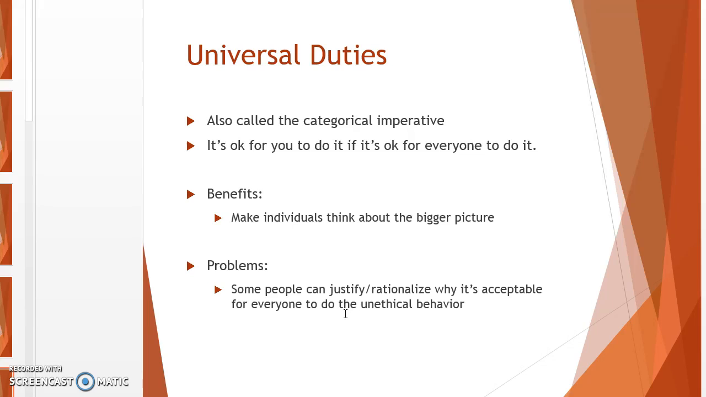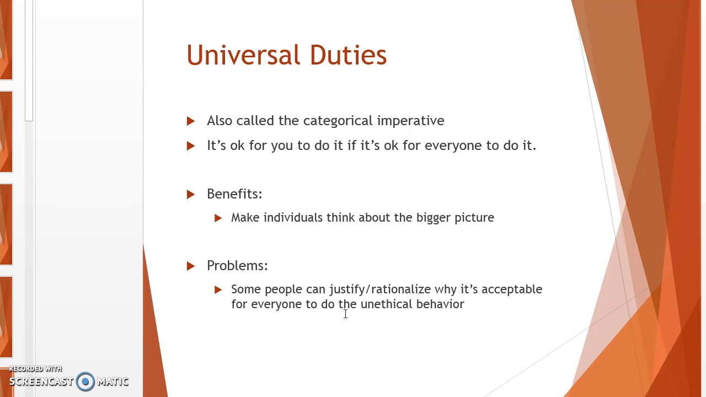This framework basically says it's only okay for you to do it if it's okay for everyone to do it. Think of some examples of that. Think about if everyone stole small amounts of money and equipment from the company. They all lied on their reimbursement forms. If only one person does it, yes, maybe the company can handle that. If everyone does it, you can see how that might become a real problem.